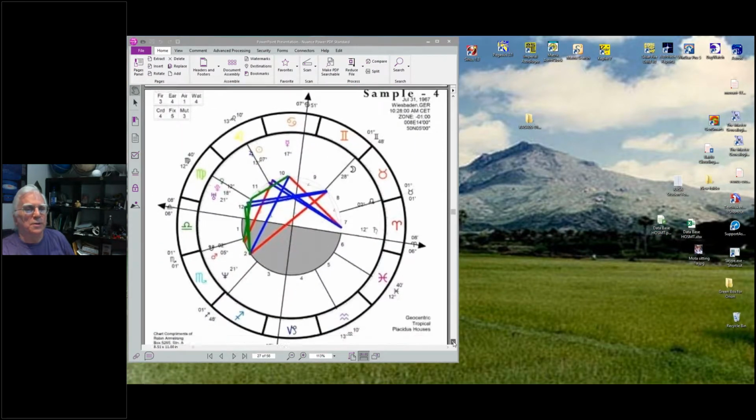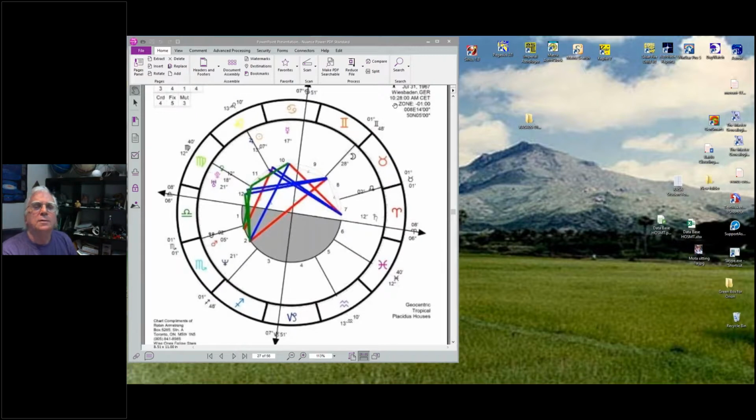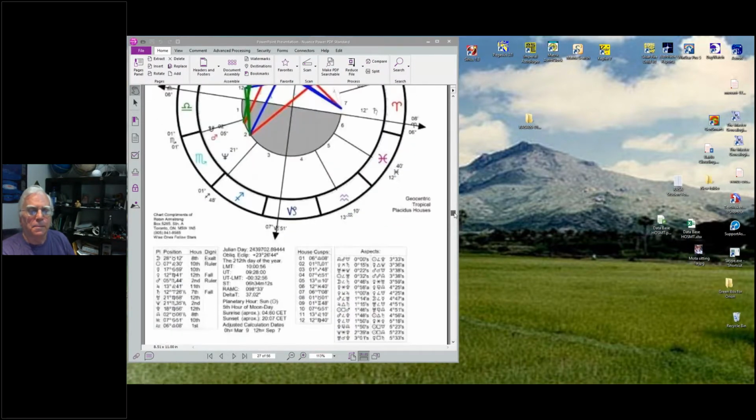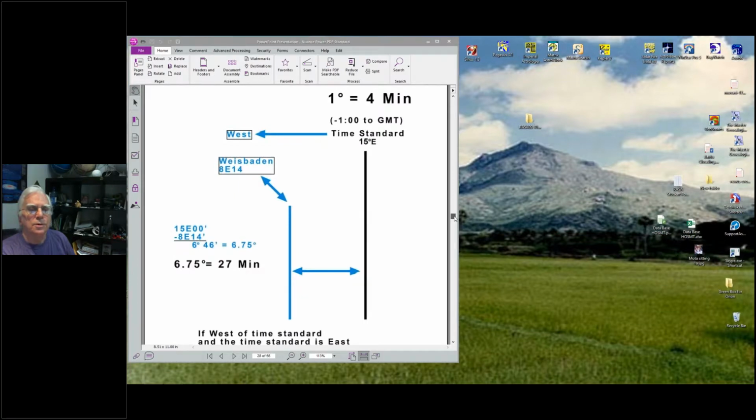Sample 4 is an example from Germany. It's 10:28 a.m. Central European Time, Wiesbaden. So here, Wiesbaden is west. The time standard is 15 degrees east. Wiesbaden is 8:14 east, so it's west. 8:14 is west of 15 degrees east.